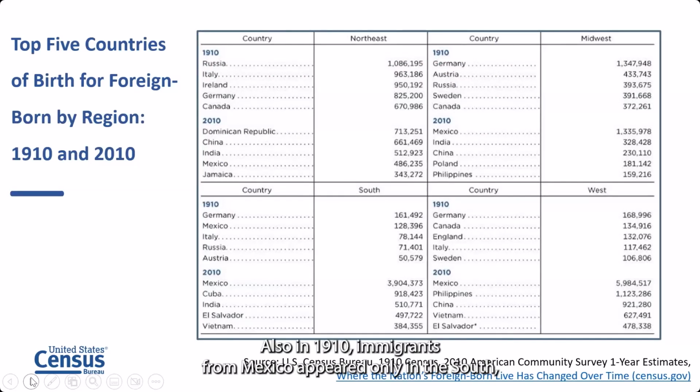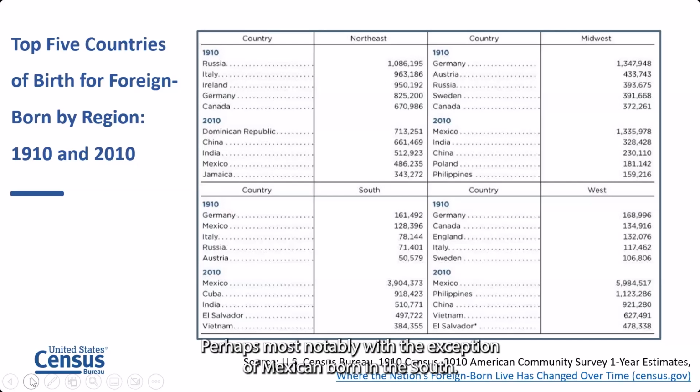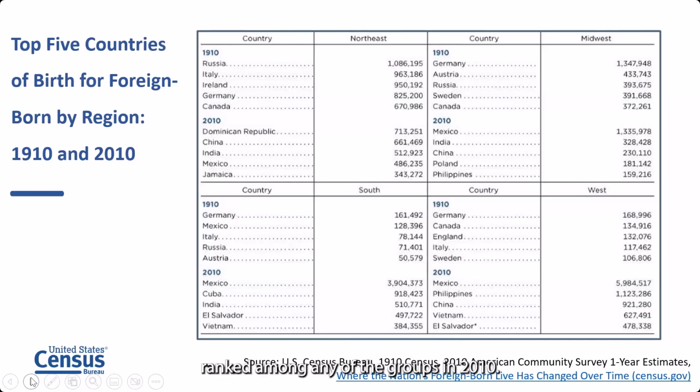Also in 1910, immigrants from Mexico appeared only in the South, while in 2010, Mexico made the list for all 4 regions and ranked first in 3 out of 4 of the regions, with the exception of the Northeast, where Dominican Republic ranked first, but did not make the top 5 in any other region. Perhaps most notably, with the exception of Mexican born in the South, no country listed among the top 5 groups in 1910 ranked among any of the groups in 2010.